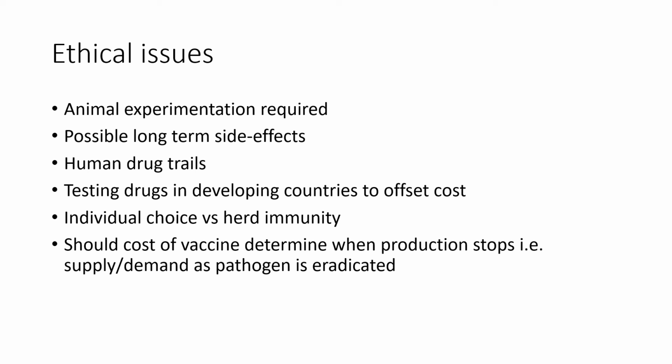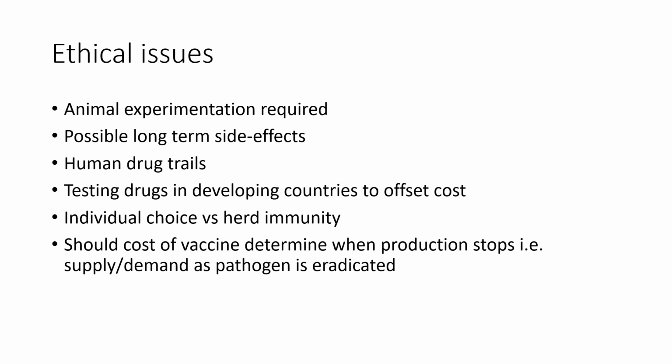There is potential that the long-term side effects are not known. The vaccination may have some long-term side effects, which only will come up in 10, 20, or maybe 30 years' time. We also have the issue around using humans for drug trials and testing drugs on humans. We also have a case of where we've got to balance individual choice, a person not wanting to have a vaccine for whatever reason, and this whole concept of herd immunity. Do we force people to have a vaccine in order to protect the group?